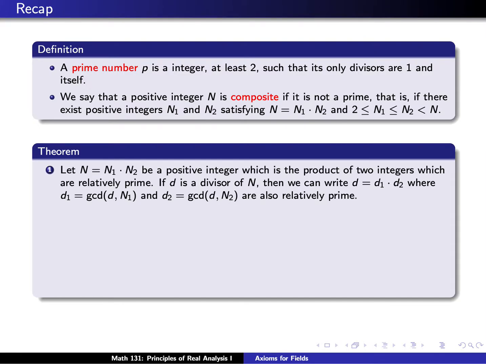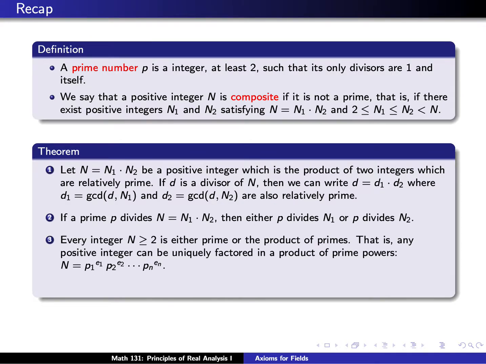composite numbers. First, let's say that capital N is the product, n1 n2, of two integers which are relatively prime. Well, if d is a divisor of n, then we can write d as the product of two numbers, d1 and d2, that are relatively prime, and d1 and d2 divide n1 and n2 respectively. Next, if a prime p divides n, which is a product of numbers n1 and n2, then either p divides the first factor n1 or the second factor n2.